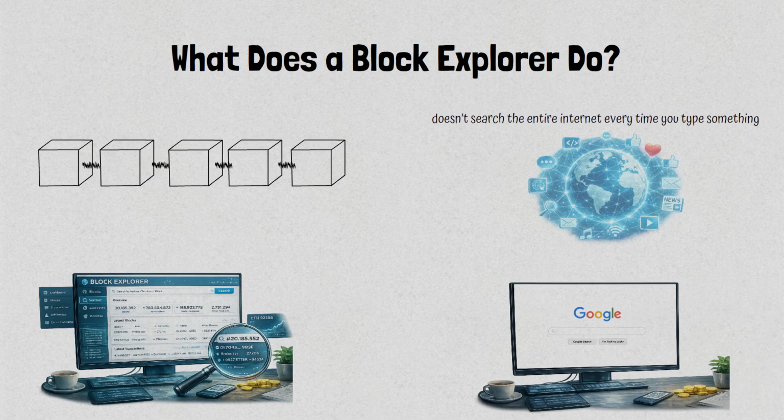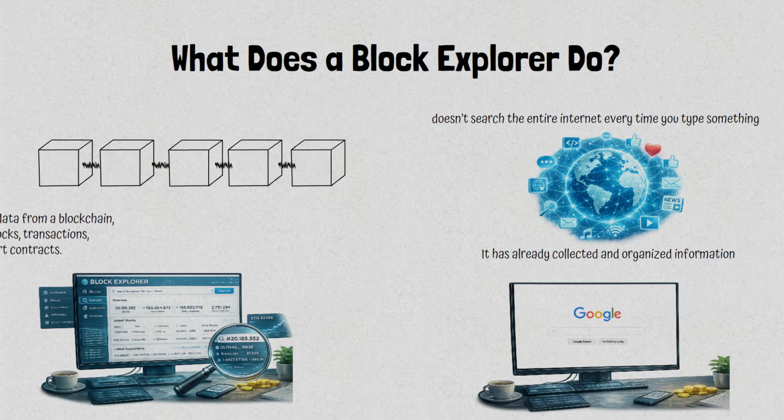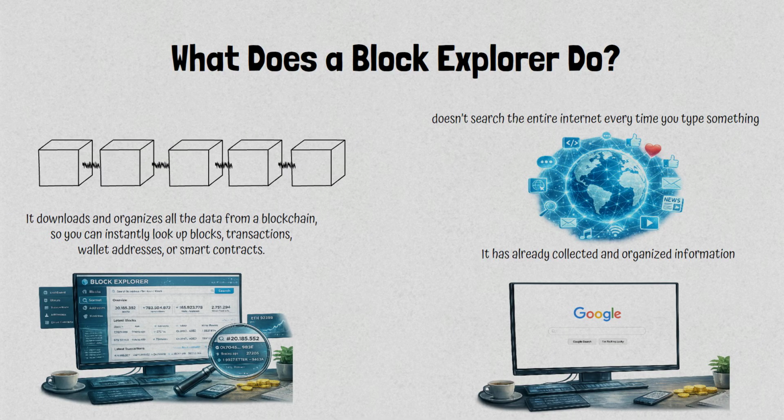Google doesn't search the entire internet every time you type something. It has already collected and organized information, so it can show results quickly. A Block Explorer works the same way. It downloads and organizes all the data from a blockchain, so you can instantly look up blocks, transactions, wallet addresses, or smart contracts. In short, it turns the raw blockchain data into information you can understand.